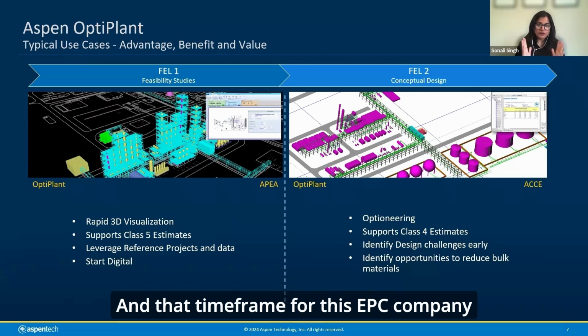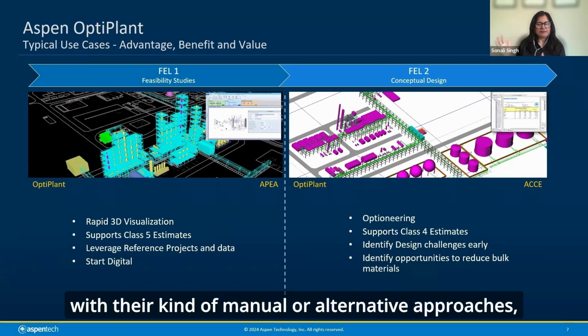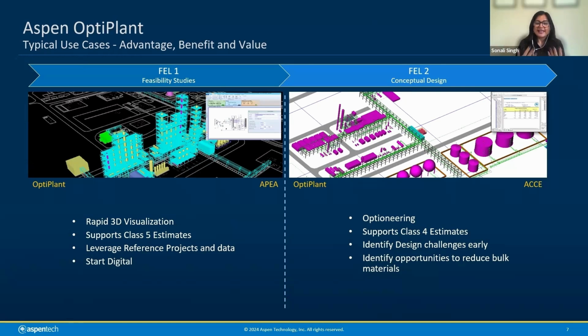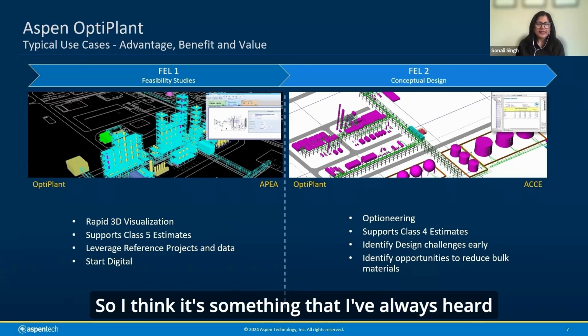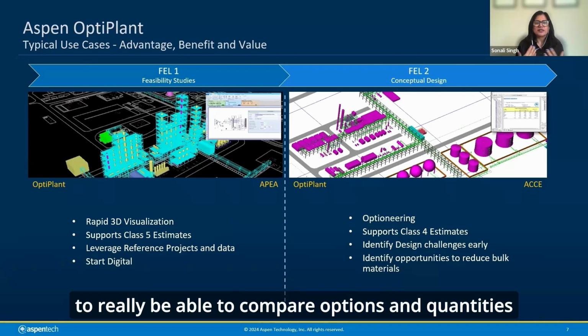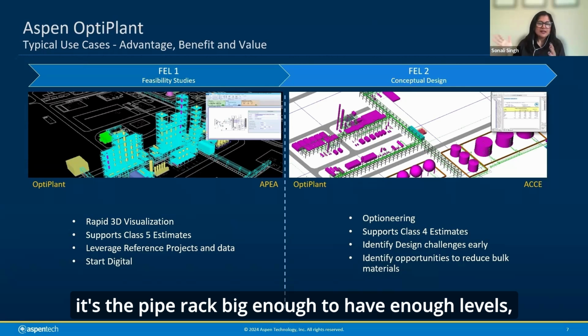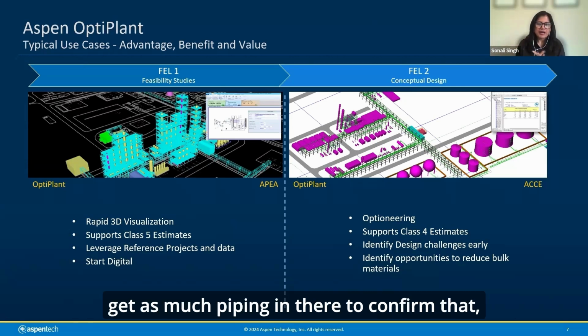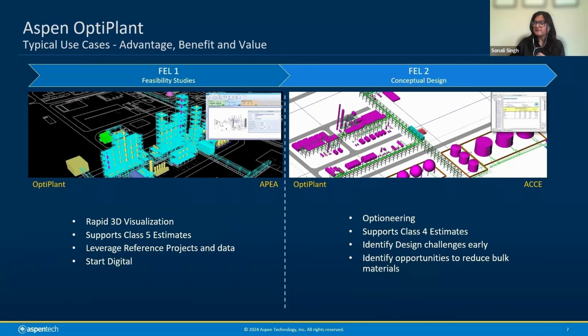And that time frame for this EPC company was about 50% of what they would have done with their manual or alternative approaches, and they would not have been able to come up with the 5 different options to compare. So I think it's something that I've always heard from our customers, is that ability to really be able to compare options and quantities, as well as piping design. Is the pipe rack big enough? Do you have enough levels? Get as much piping in there to confirm that, especially at this stage, becomes really important.